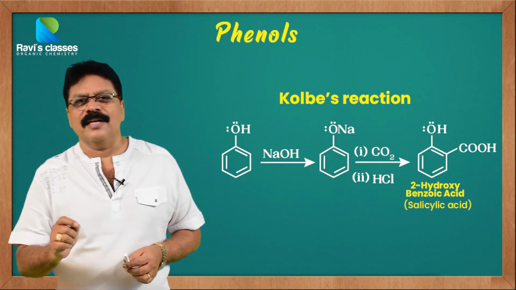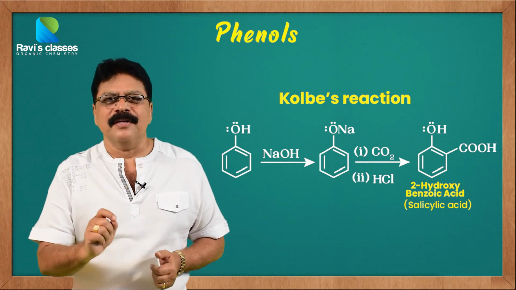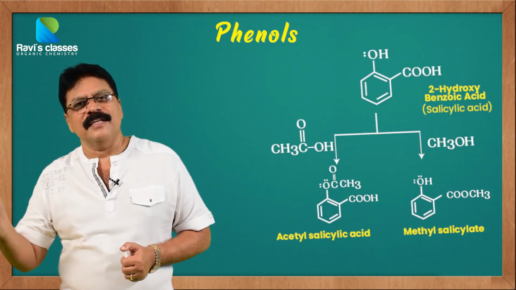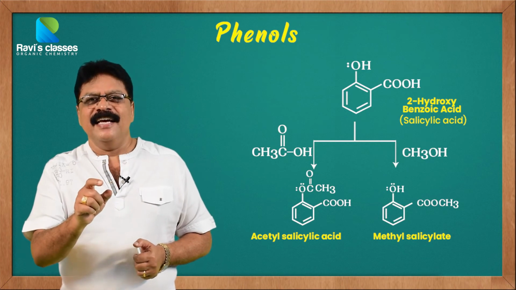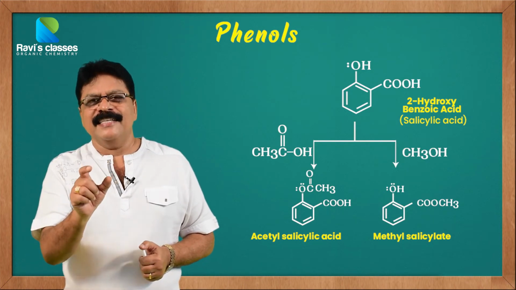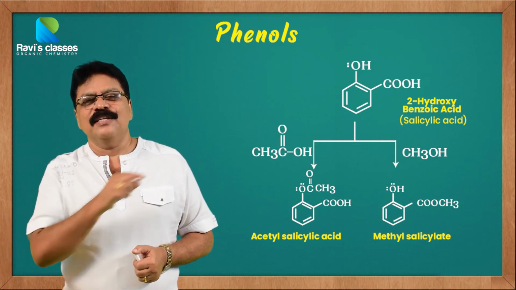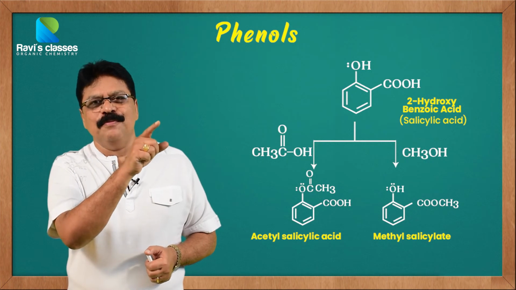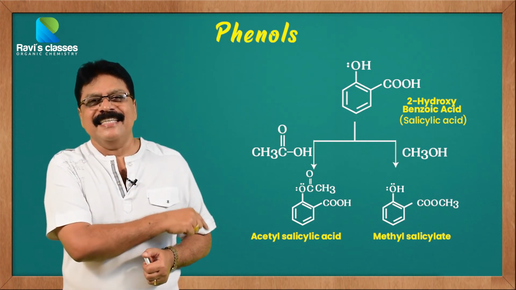This compound is called salicylic acid. Salicylic acid is a very important starting material to form different other products. So, that is the importance of this reaction. Salicylic acid has an OH group and a C double bond O OH group. Therefore, salicylic acid can further be treated with an alcohol or with an acid. We know that alcohol will not react with the OH group, it will react with the acid to form an ester. So, you get methyl salicylate.